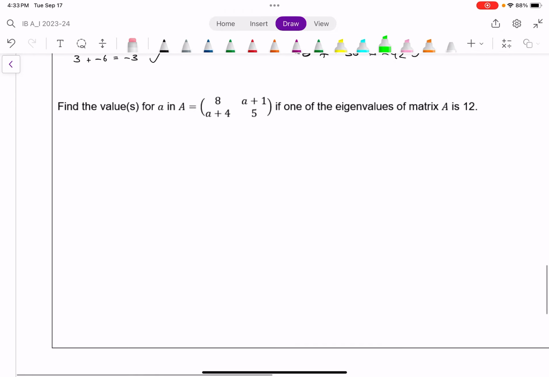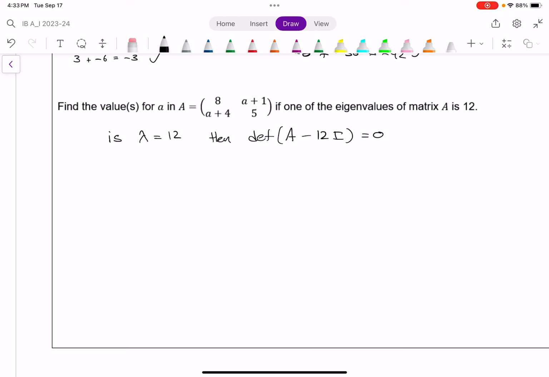Lastly, I have a bit more of it. Well, this is all pretty abstract, but even a bit more abstract. Find the values for a in this matrix if one of the eigenvalues is 12. All right, so if one of the eigenvalues is 12, keep in mind there's usually 2. If one of the eigenvalues is 12, then I know the determinant of A minus the eigenvalue, which is 12, times I must equal 0.